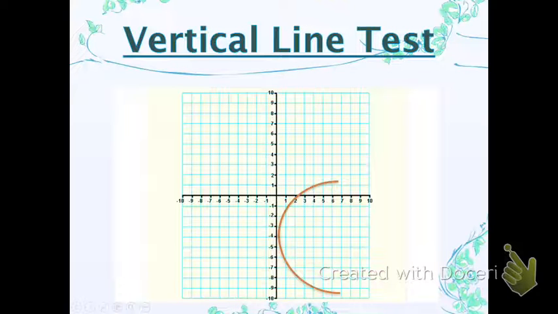This half circle is not a function. If I were to draw a vertical line right here, I'd hit 2 points. So it fails the vertical line test. This half circle is not a function.